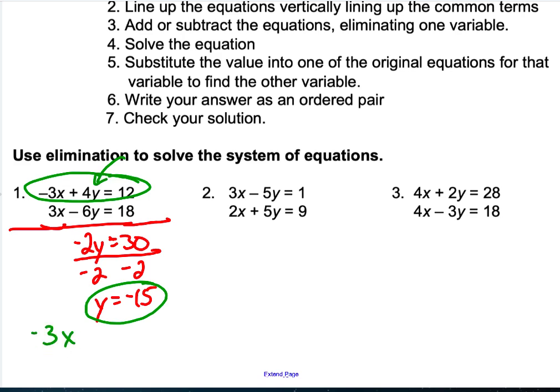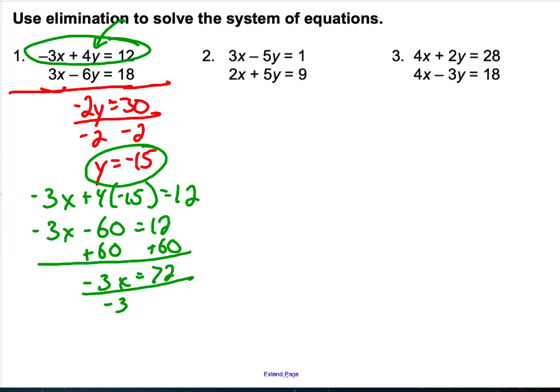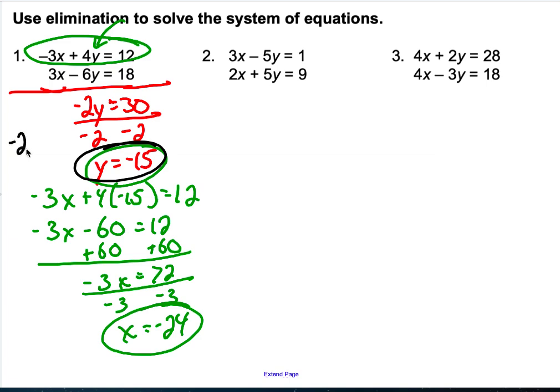So I get -3x plus 4 times -15 is equal to 12. So -3x minus 60 is equal to 12. Add 60. And then I just go through my steps of solving it, and I get x is equal to -24. My y was -15, so my solution is -24 comma -15. Those are my solutions to my system of equations.